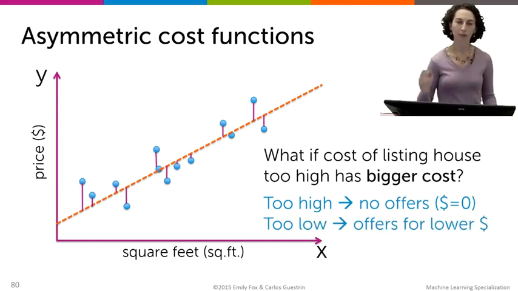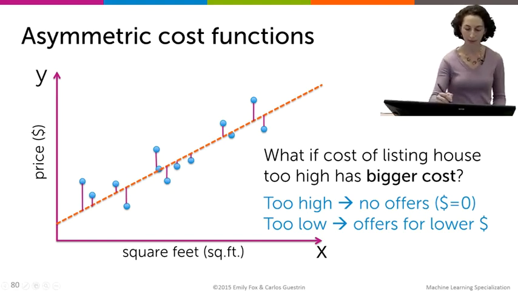On the other hand, if I list the sales price as too low, of course I won't get offers as high as I could have if I had more accurately estimated the value of the house, but I still get offers, and maybe that cost to me is less bad than getting no offers at all. For example, if I have to move to another state, I have no choice but to sell my house. Okay, so in this case, it might be more appropriate to use an asymmetric cost function where the errors are not weighed equally between these two types of mistakes.